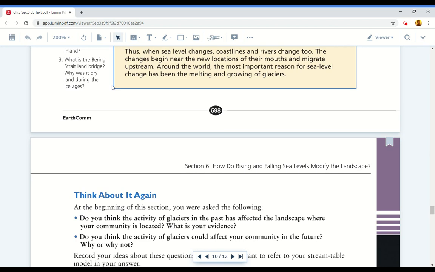Thus, when sea level changes, coastlines and rivers change too. The changes begin near the new locations of their mouths and migrate upstream. Around the world, the most important reason for sea level change has been the melting and growing of glaciers.